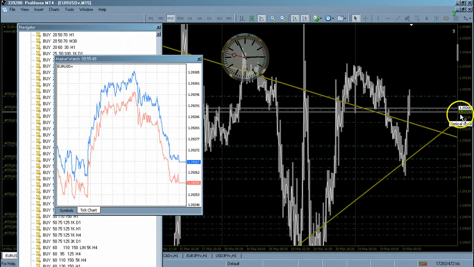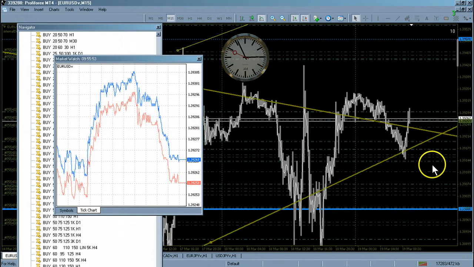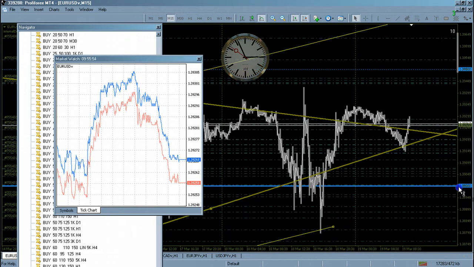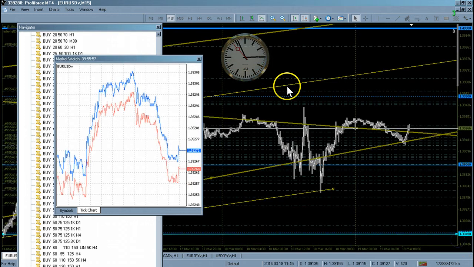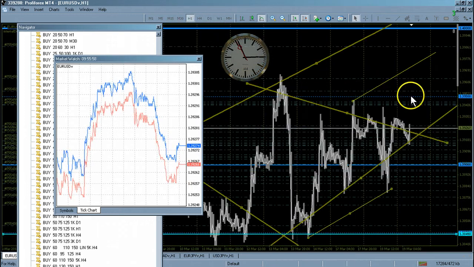Kind of looking at getting in on any pullbacks, and definitely going to sell up at the 140. That seemed like a good idea.